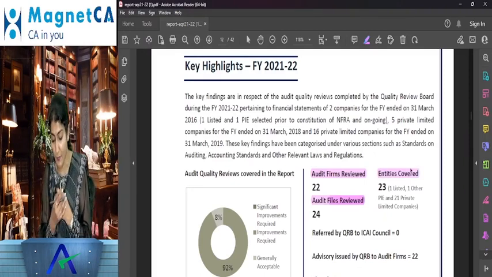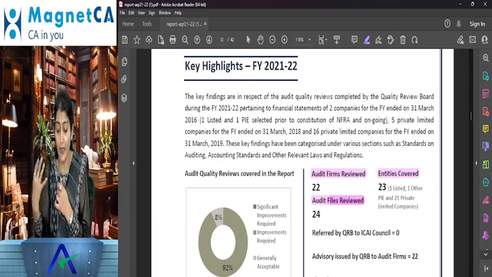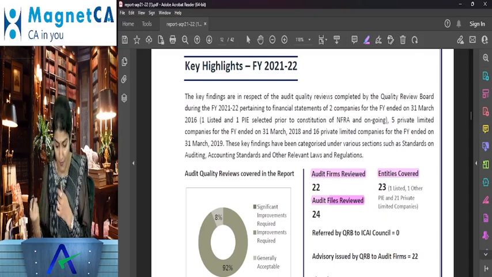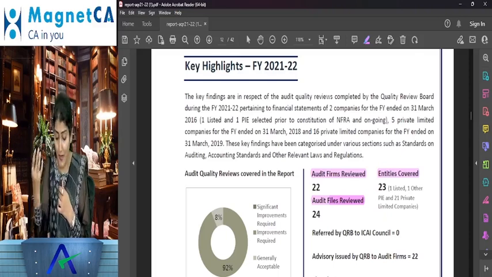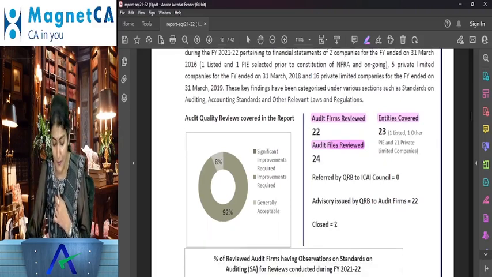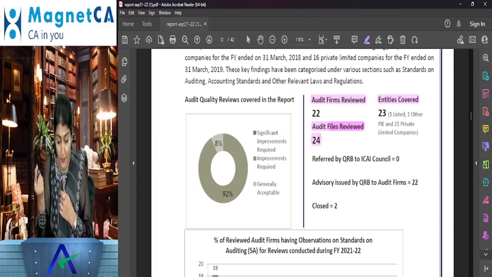How many entities were covered? 23. 1 listed, 1 public interest entity, and 21 private limited entities were covered. So 1 listed, 1 other PIE. What is PIE? Public interest entity, and 21 private limited companies. So how many files were covered? 24. Now out of these 24 files, now what does it say?